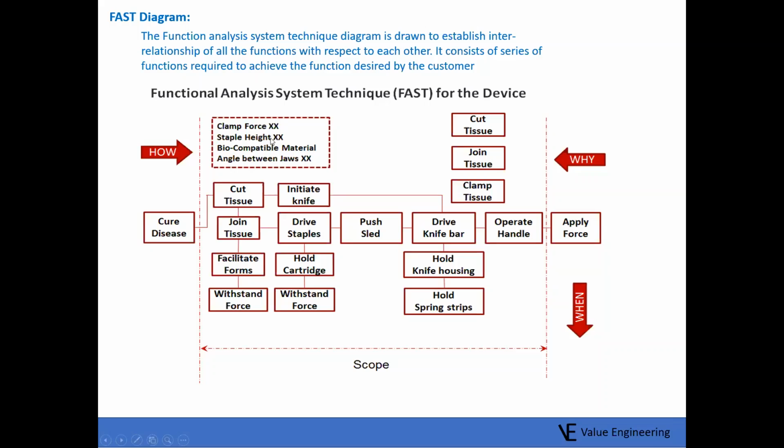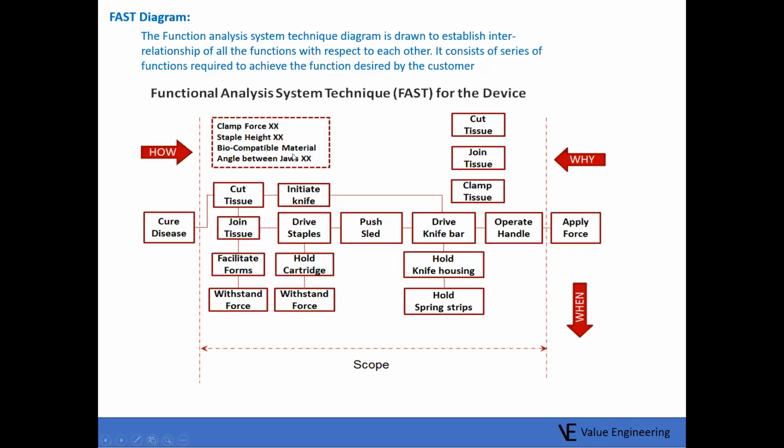And this is generally called the technical FAST diagram. There are two or three varieties of FAST diagram. Most probably we use a technical FAST diagram. As per the technical FAST diagram, on this side we need to put all the specifications. What is the clamping force? What is the staple height? There are three types of staples available in the product range. Depending on the thickness of the tissue, we choose the height of the staples. So that's why staple height.